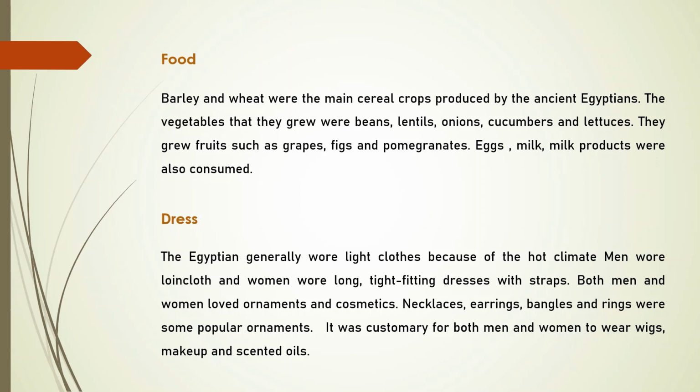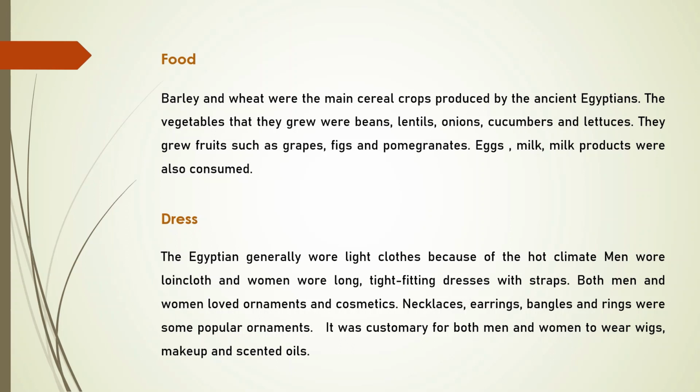Food. Barley and wheat were the main cereal crops produced by the ancient Egyptians. The vegetables that they grew were beans, lentils, onions, cucumbers, and lettuces. They grew fruits such as grapes, figs, and pomegranates. Eggs and milk products were also consumed. Egyptians mainly produced wheat and barley. Fruits and vegetables were also produced by Egyptians.